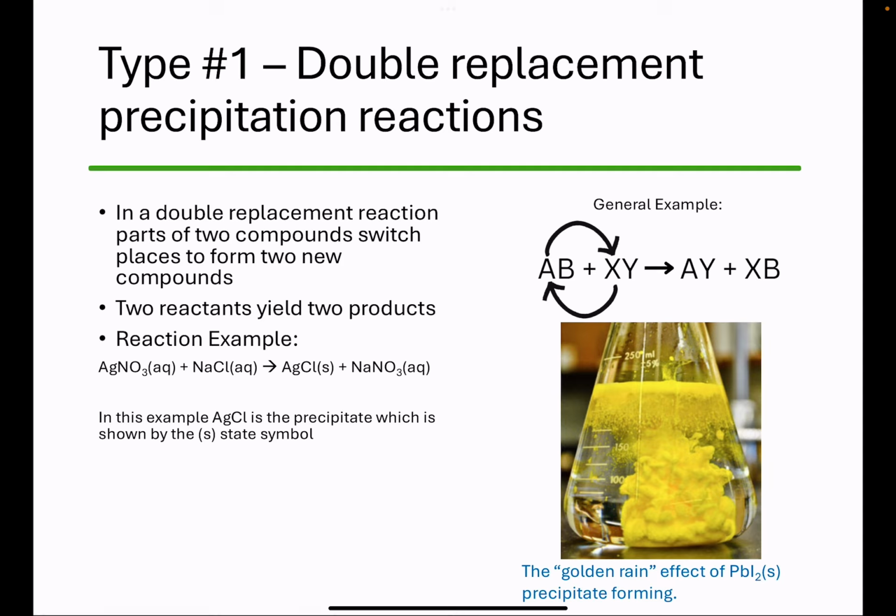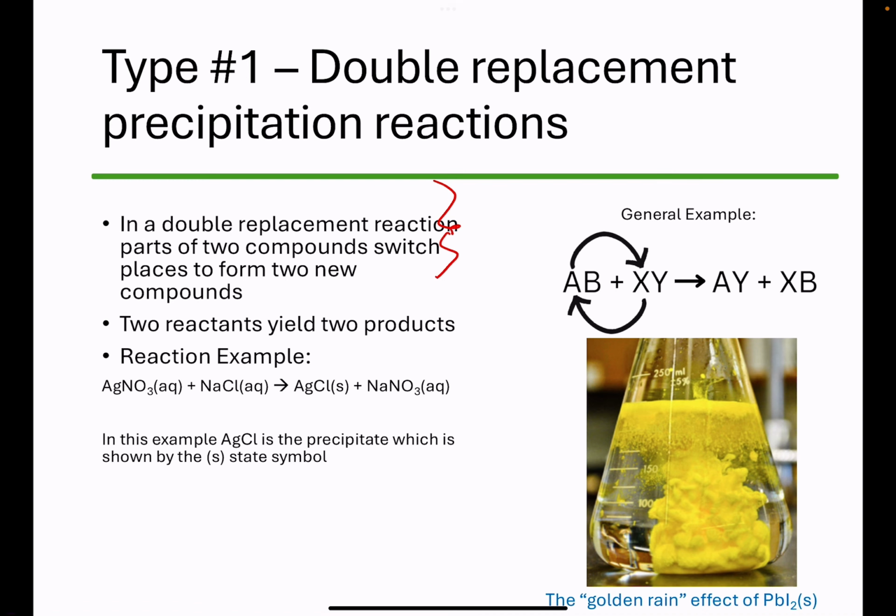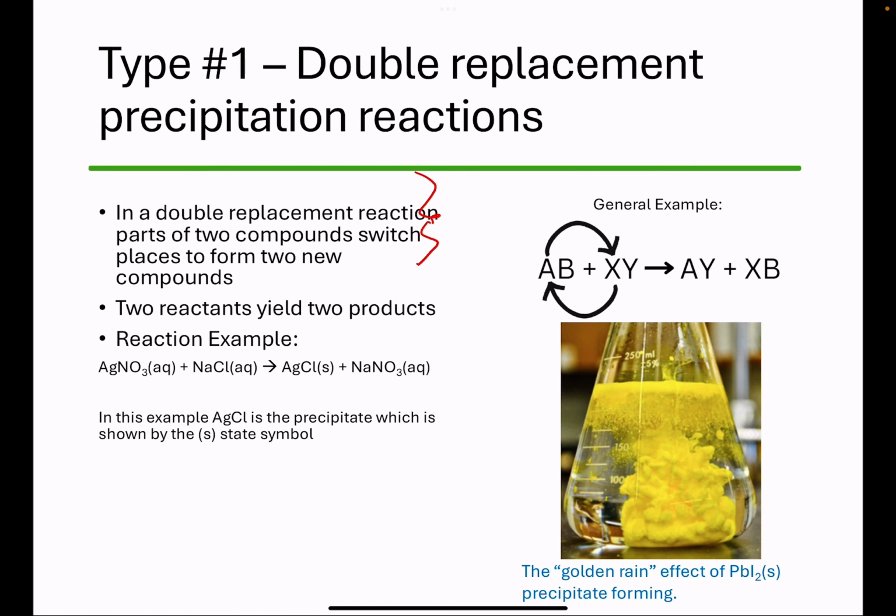Double replacement, precipitation reaction. In double replacement, 2 compounds switch to form 2 new compounds, and it yields 2 different products. Most of the time when we talk about this, we're talking about ionic compounds. We're not talking about molecular compounds, ionic compounds. Another way that we call it is salt. And salts are anything that is metal combined with non-metal.